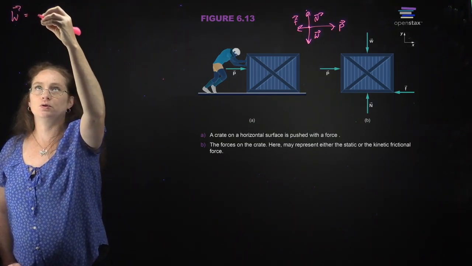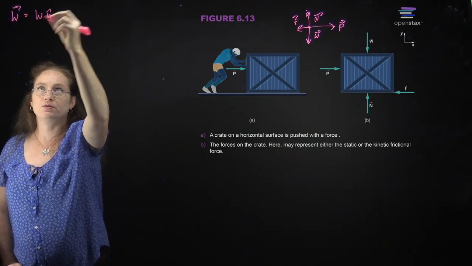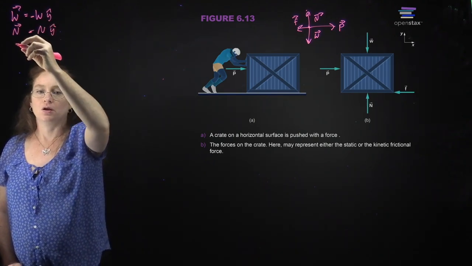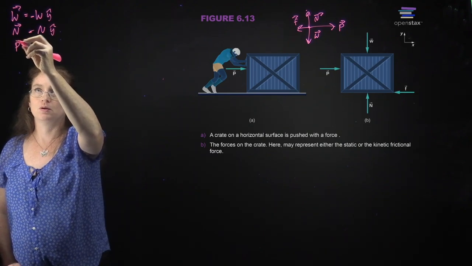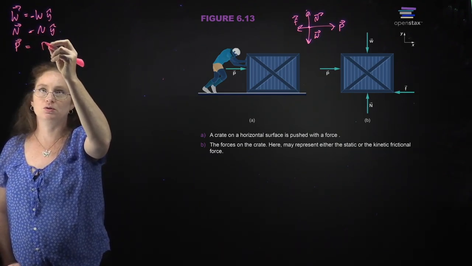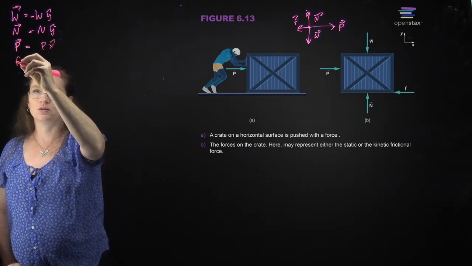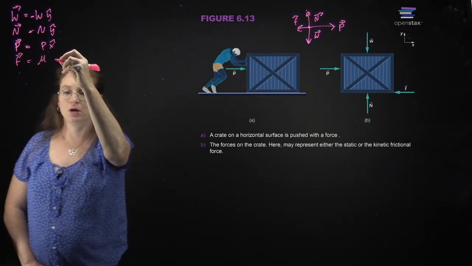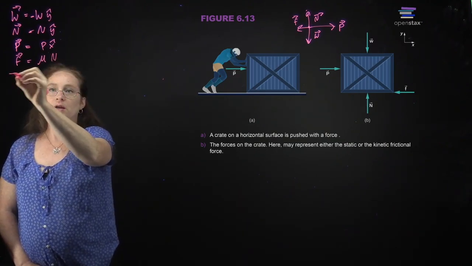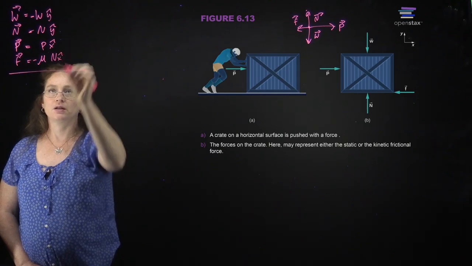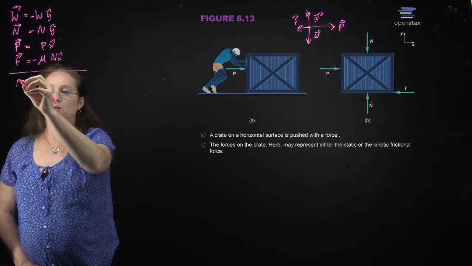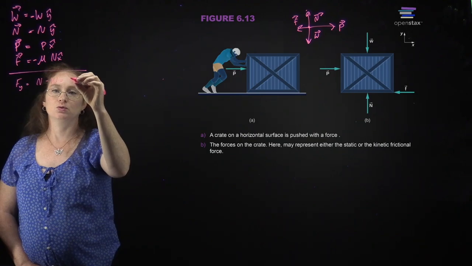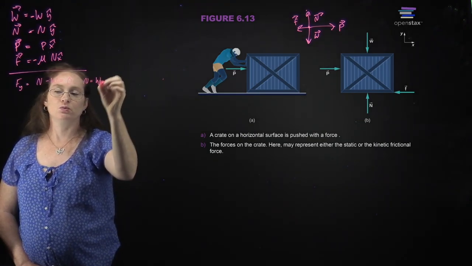Weight is equal to the magnitude of the weight in the negative y direction. Normal force is equal to the magnitude of the normal force, positive y hat. The force from pushing is equal to its magnitude in the x hat direction, and friction is equal to, we'll leave it as mu and not specify kinetic or static yet, times the normal force, and it's always in the negative x hat direction. Add everything up together, and you get a net y component of N minus W, which is equal to zero, so the normal force is equal to the weight.